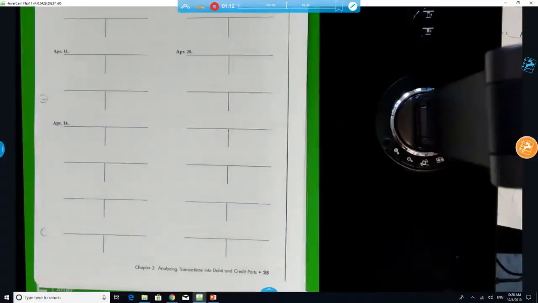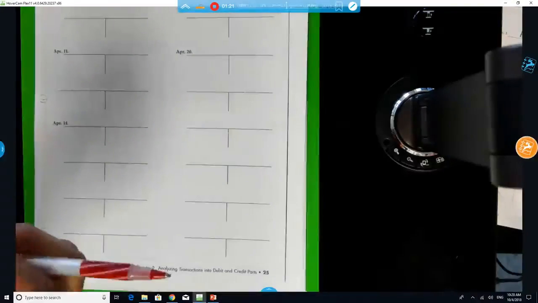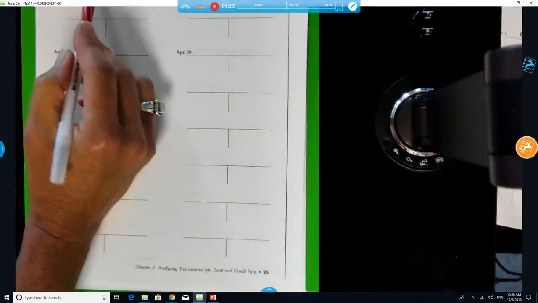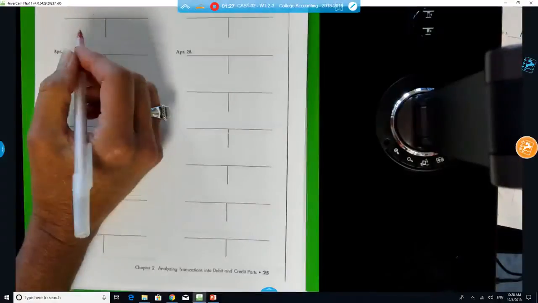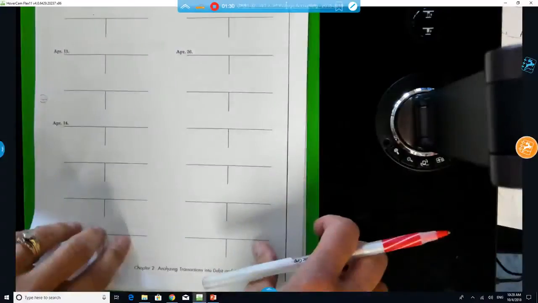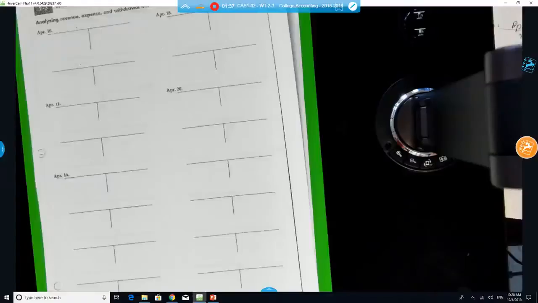Alrighty, so we're going to record our transactions and put them into the T accounts. For each transaction, we'll write the name of the T account at the top, and then the debit and credit amounts that are affected by this particular transaction. Alright, so let's see. On April 10th, we received cash from sales for $600.